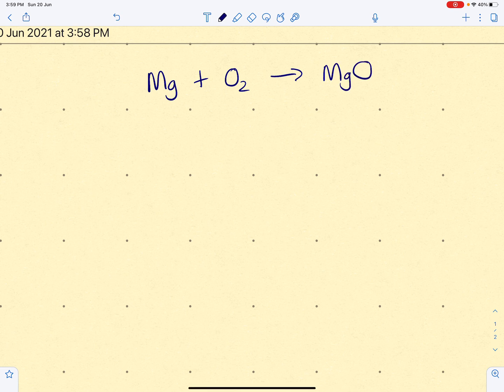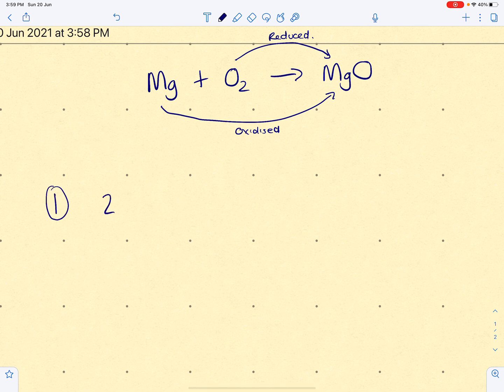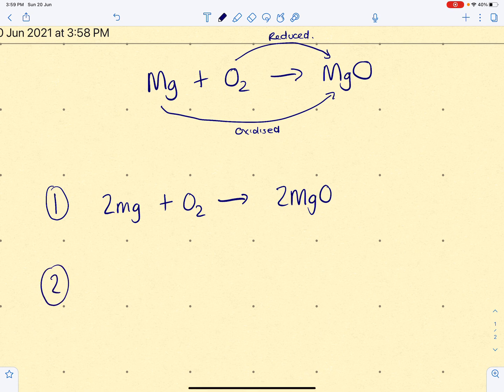Well, we can use the very simple definition to know that magnesium has actually been oxidized, and we know that the oxygen therefore must have been reduced. But let's say that we want to do this with the more detailed definition. Let's balance the equation first. So step one, we're going to balance the equation. So 2Mg plus O2 makes 2MgO.